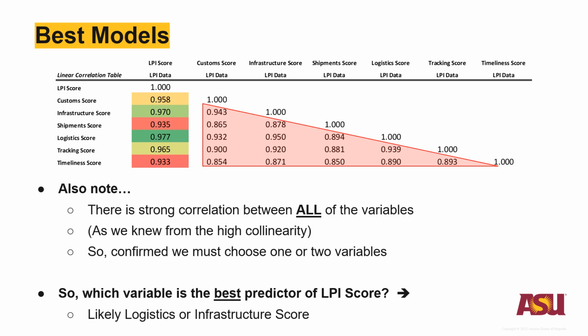So, which variable is the best predictor of LPI score? Likely it's going to be logistics or infrastructure score based on those correlations.